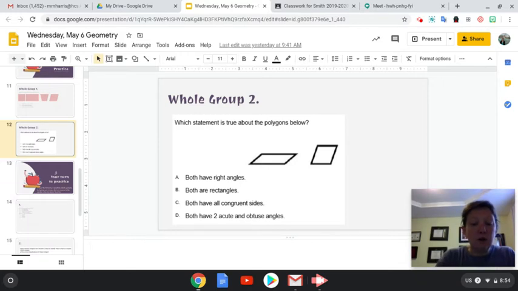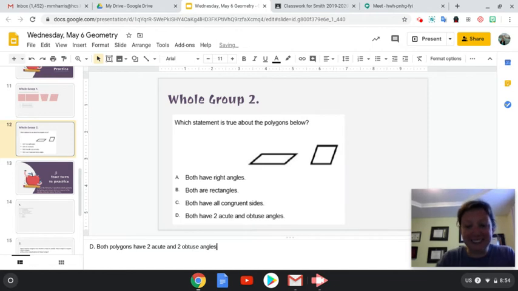So, D, both polygons have two acute and two obtuse angles.